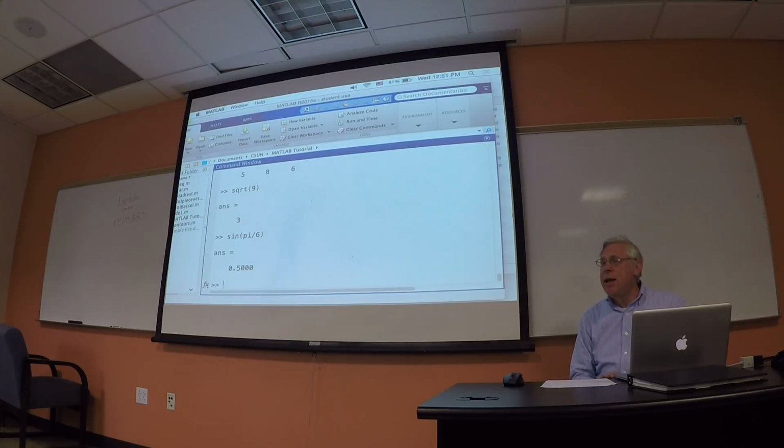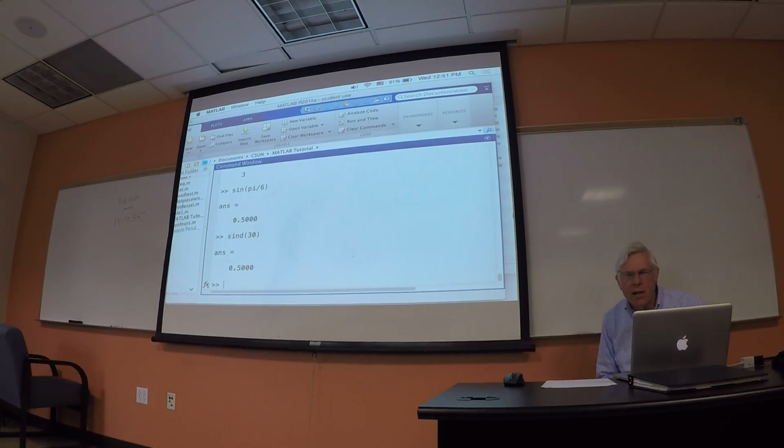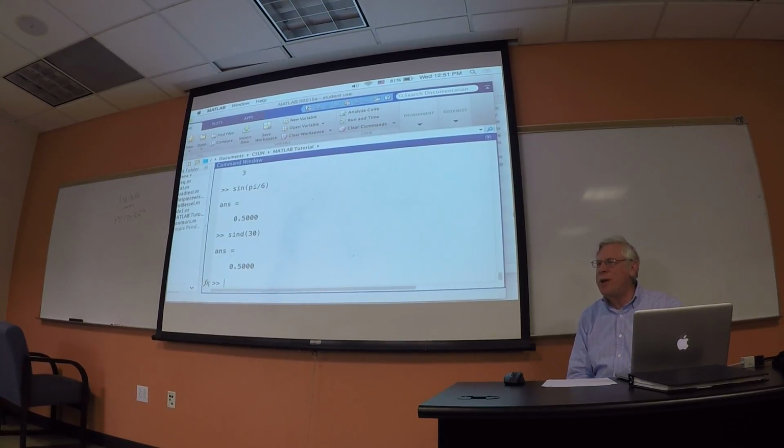You get a half. Now, MATLAB knows that a lot of engineers like to do things in degrees. There's another command called SIND, which means sine in degrees. And sind of 30 is a half. Same for tangent and cosine and all that. Just any function you probably know, MATLAB has. Error functions, probability, special functions in mathematical physics like Bessel functions and stuff like that. A whole big library.